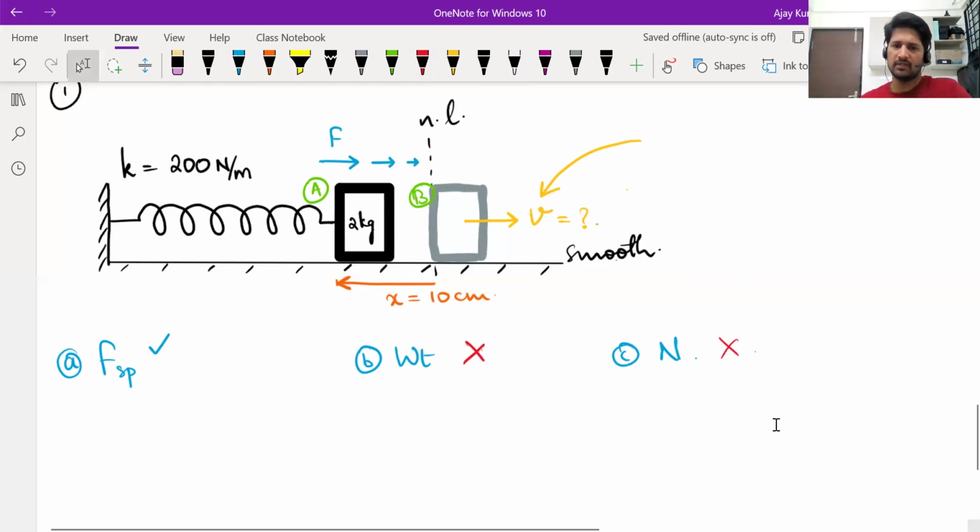One of you quickly tell me, is spring force conservative or non-conservative? Conservative. Therefore, mechanical energy conservation can be applied in this problem.